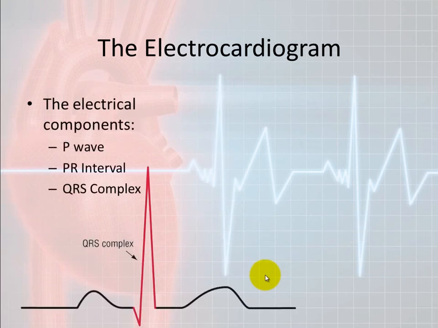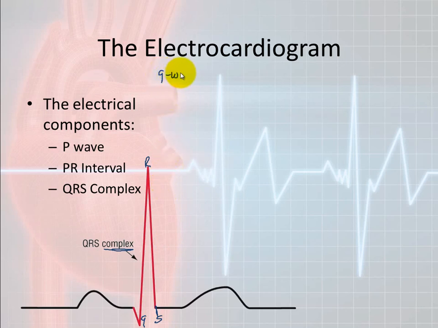So now we've made our way down to the QRS complex. Now notice that this is not called a QRS wave, it's called a QRS complex. The reason that it is not a QRS wave is because a QRS complex is actually made up of a Q wave, an R wave, and potentially an S wave. And I'll describe what each one of these are.